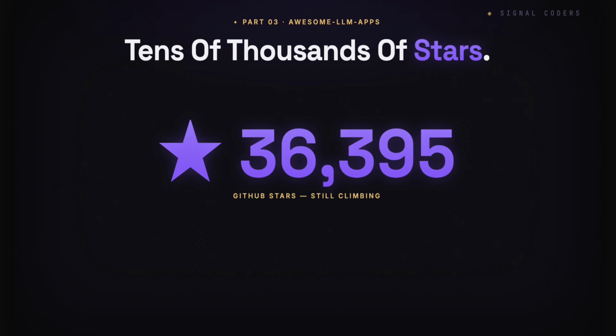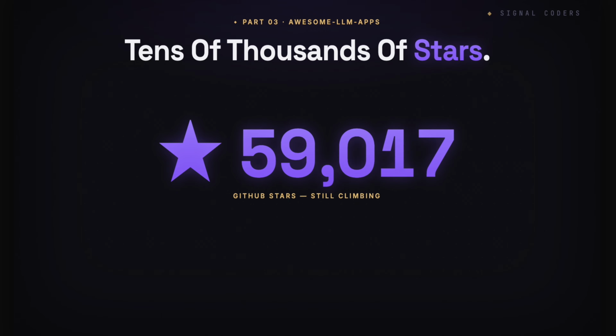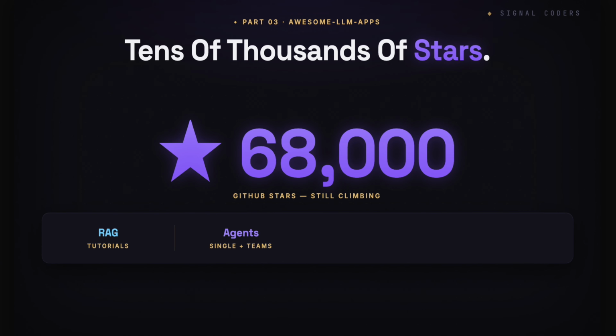Awesome-llm-apps has racked up tens of thousands of GitHub stars, and it keeps climbing. Inside, you get dozens of runnable projects: RAG tutorials, single agents, multi-agent teams, memory systems, all with source code. Point Claude Code at this repo, and it has a working reference for almost any pattern you ask for. Watch that star count grow.